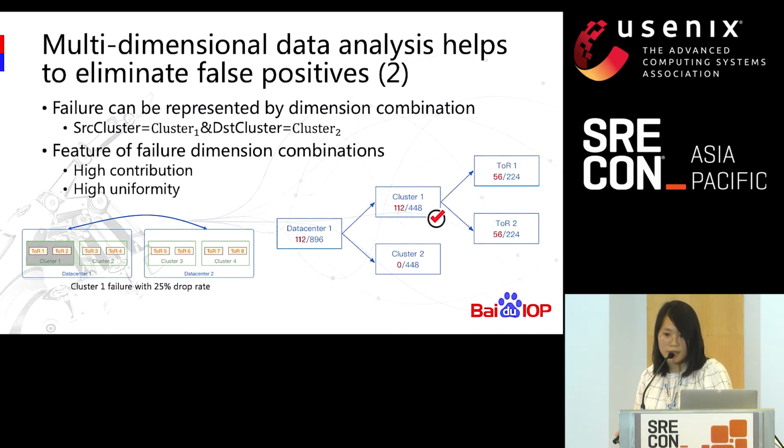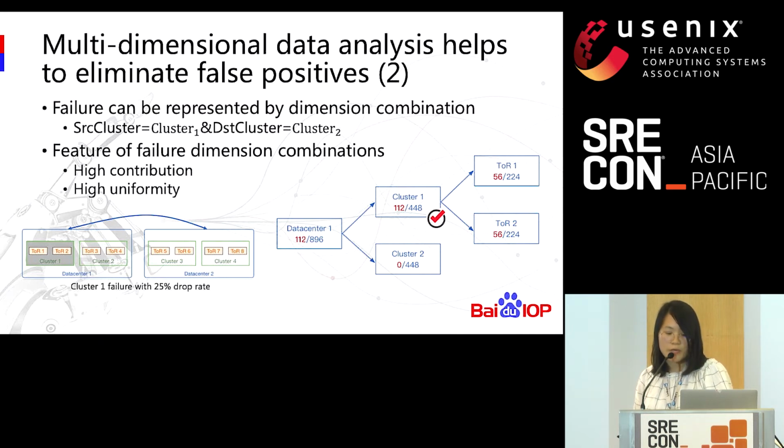Cluster 1 contains the whole jobs, TOR1 and TOR2 each half. Cluster 1 satisfies the high contribution and high uniformity and will be treated as a failure. TOR1 or TOR2 only covers half of the jobs, so TOR1 or TOR2 isn't a good choice for a failure compared with cluster 1. False positive will be limited by multidimensional data analysis. This is the basic idea of multidimensional data analysis.